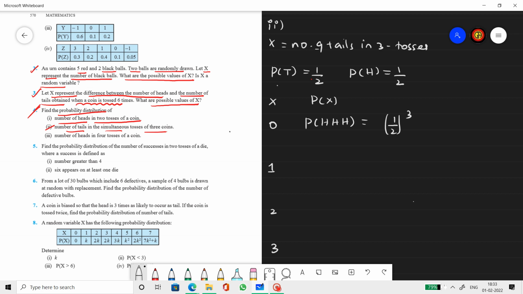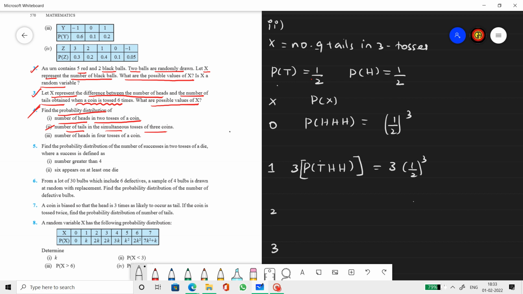Next one. Now when X equals 1, which means one is a tail, the other two are heads. And there could be 3 chances to this, because the tail's position I can change in 3 ways. So this will be 3 times 1 by 2 the whole cube.